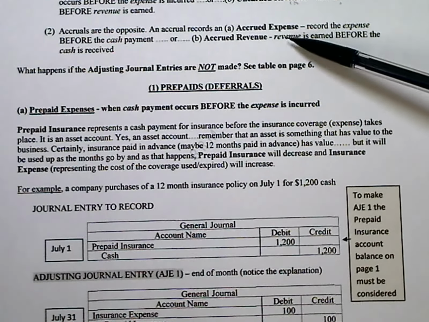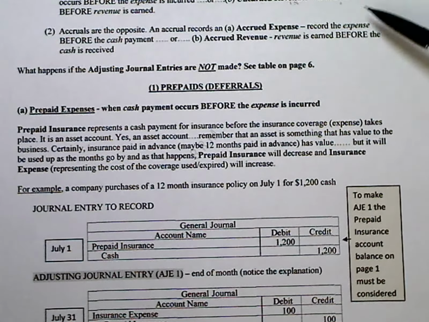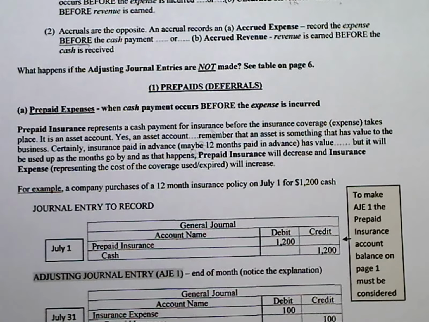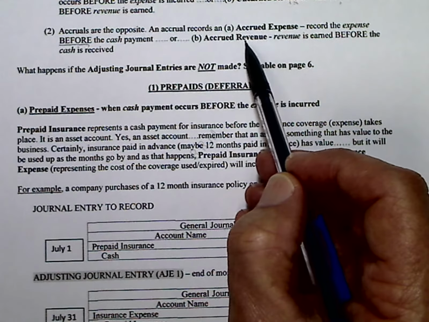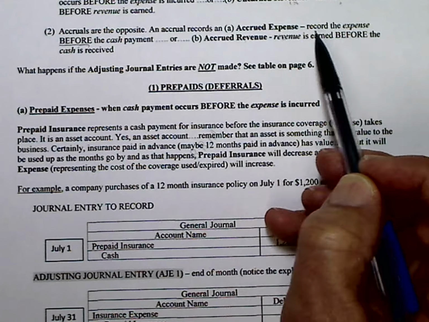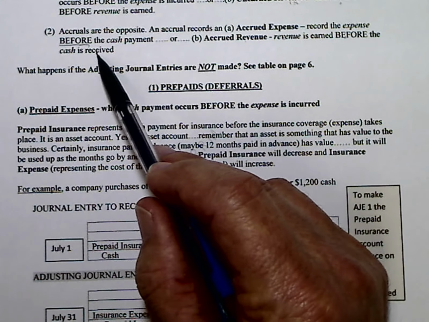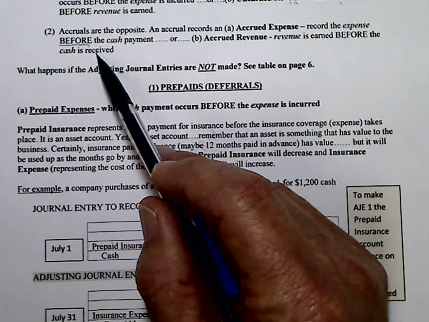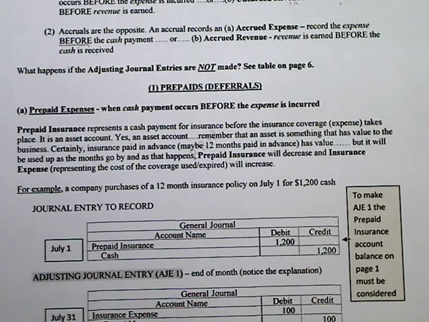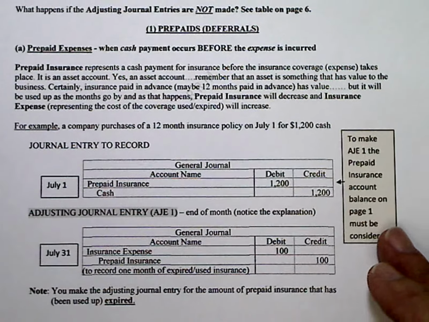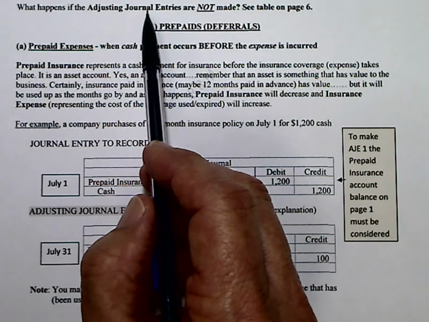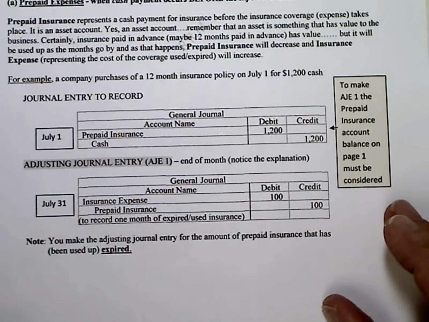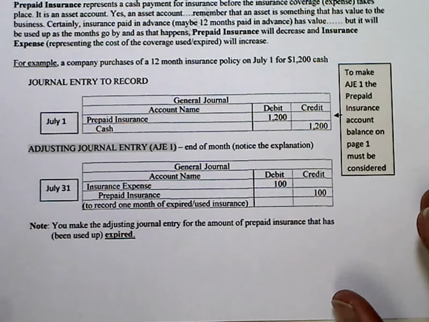We also have a category, accruals. Accruals record the expense before the payment. Don't wait for the payment. And accrued revenue: record the revenue before the cash is received. The customer owes us, that's fine, but we record the revenue and you'll see we'll increase accounts receivable. Bad things happen if we don't make these adjusting entries, and we'll see that on page 6. Okay, let's get to this first category, the prepaids.